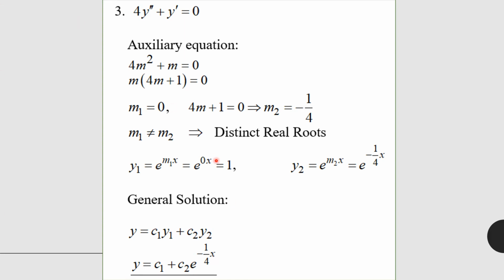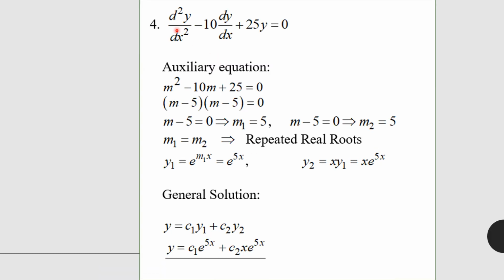Now y2 is e to the power of m2x. Again, we apply the same formula for the solution because this m2 is another real number. Now substitute m2 by negative a quarter, so y2 equals e to the negative a quarter x. So these are the two solutions. Now we can form the general solution y equals c1y1 plus c2y2. Now y1 is 1, so the first term is just c1, plus c2 y2, and y2 is e to the negative a quarter x.